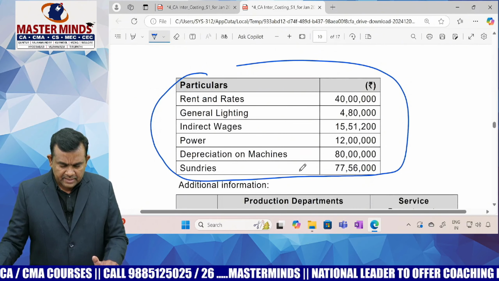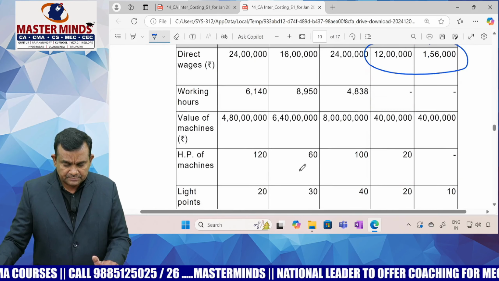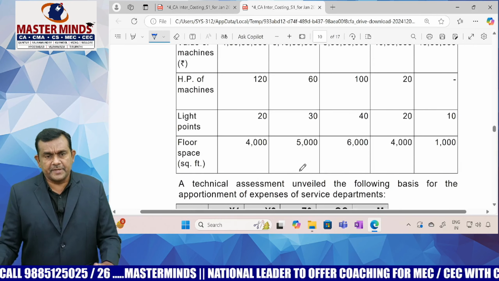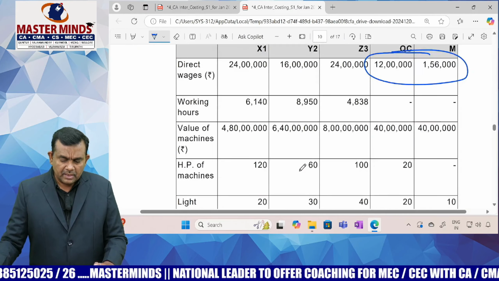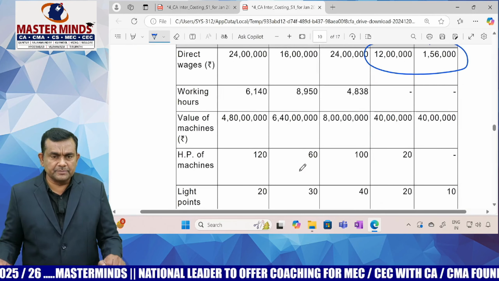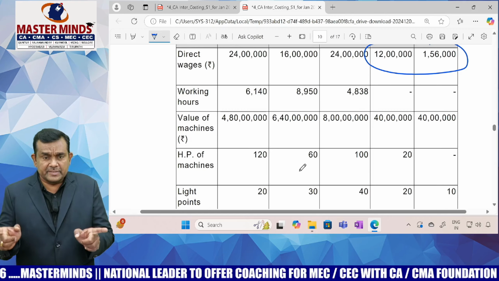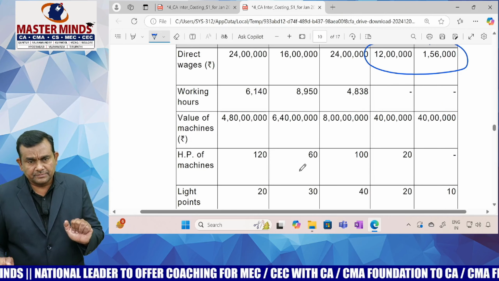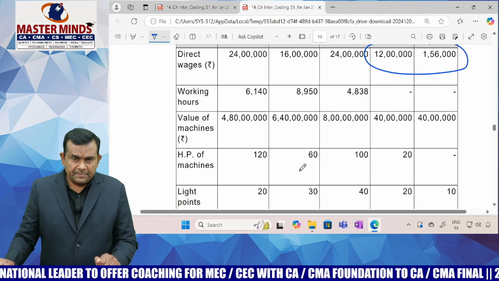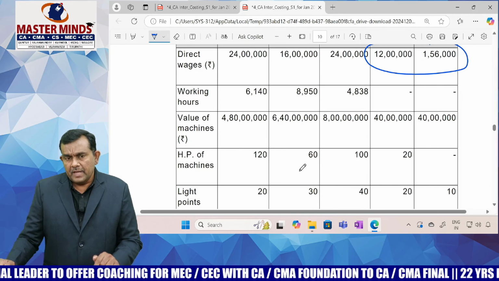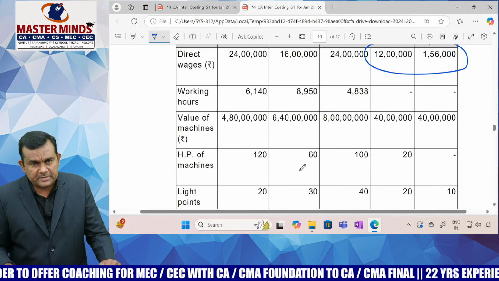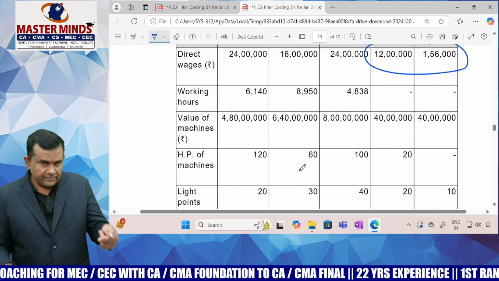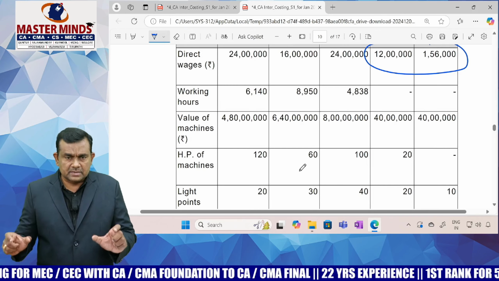First, rent and rates, suitable base, sir. Floor space. So take them one by one, sir. Distributed. So primary distribution of overheads to various departments, that is called primary distribution. It includes two steps. One step is allocation of overheads. Second step is apportionment of overheads. After making the primary distribution, we'll get total overhead cost of each department.